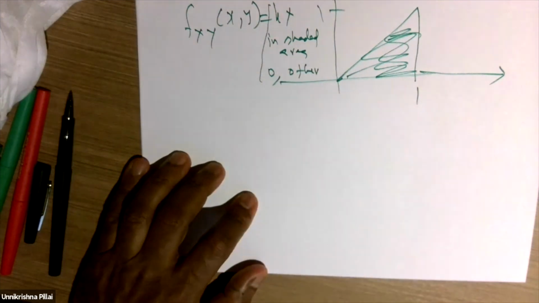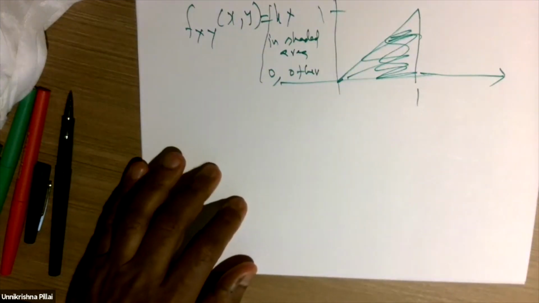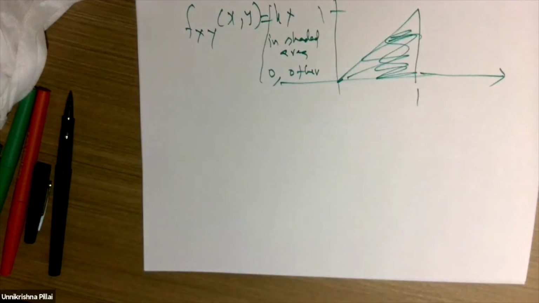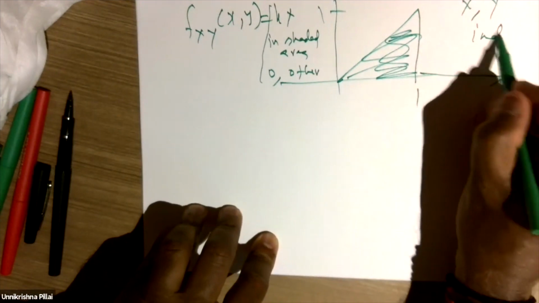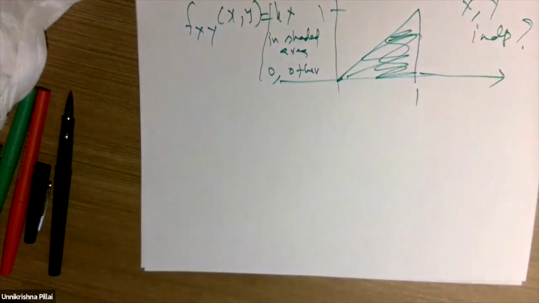Can you read what I wrote? It says the joint density function is simply kx in that region and zero otherwise. Question is, are X and Y independent or not? Before I do it, do you have an answer? The joint density function is given to you. By looking at it, is it clear to you or not clear?